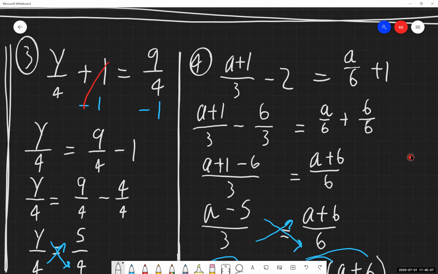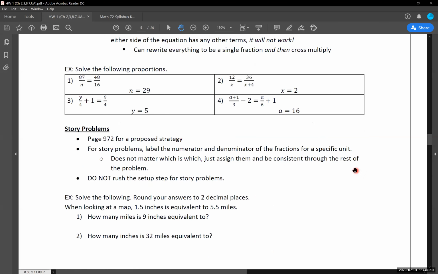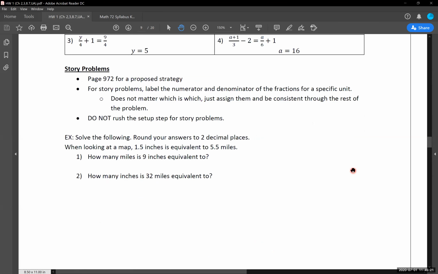Okay, so we're going to jump back to our notes and we're going to take a look at story problems. Everyone's favorite thing in the whole wide world, I know. But they're not going to go away, and we're going to have them for the rest of this quarter. So we do want some strategies with them.